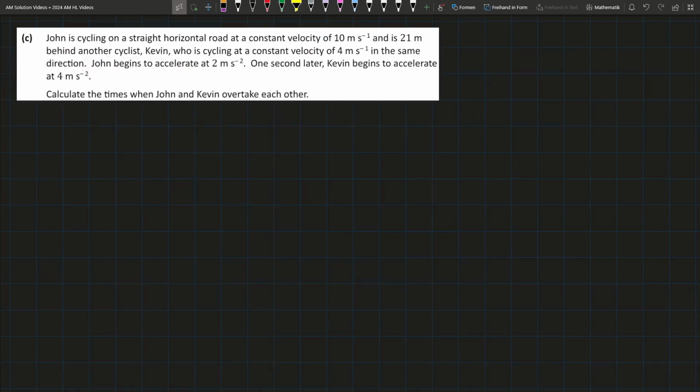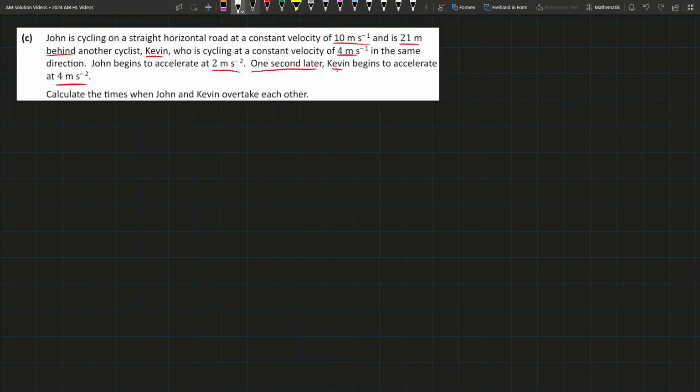So part C is a pretty tricky uniform motion question. So question 1 was a very long question and quite tricky. So we have this guy cycling at a constant velocity of 10, and he's 21 meters behind another cyclist, Kevin. And he's cycling at a constant speed of 4 meters per second, and they're going in the same direction. John accelerates at 2 meters per second squared, and 1 second later, Kevin accelerates at 4 meters per second squared.